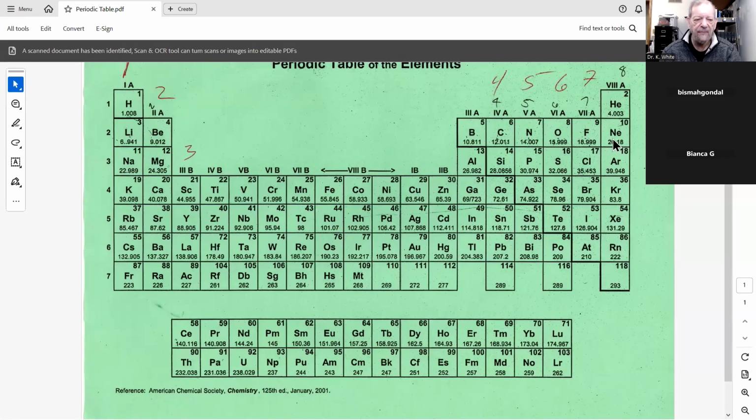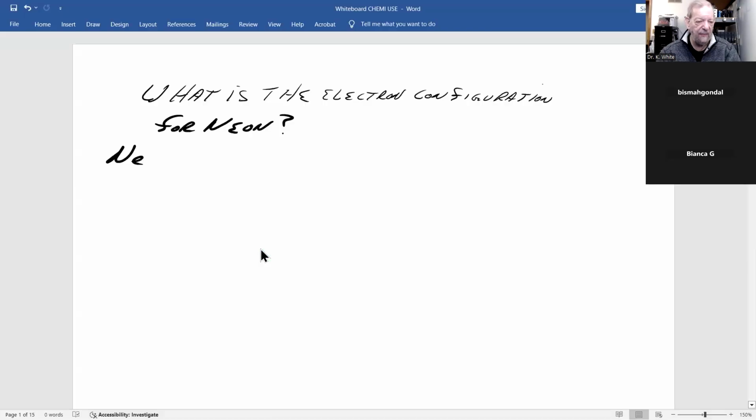And neon has the chemical symbol Ne. You have to learn that for test one. And you also learn that the number in the upper right-hand corner, the atomic number, gives you the number of electrons and protons, in this case, 10. So we now know we have 10 electrons to deal with.